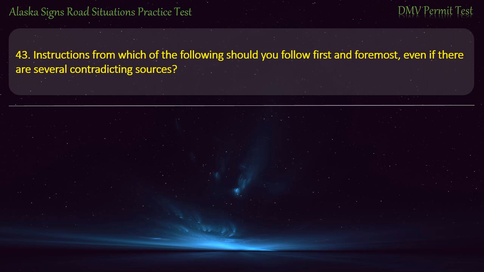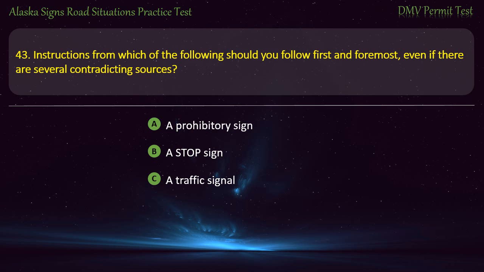Question 43. Instructions from which of the following should you follow first and foremost, even if there are several contradicting sources? A prohibitory sign. A stop sign. A traffic signal. A law enforcement officer. Answer. A law enforcement officer.